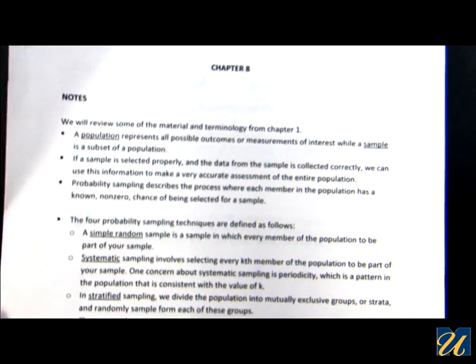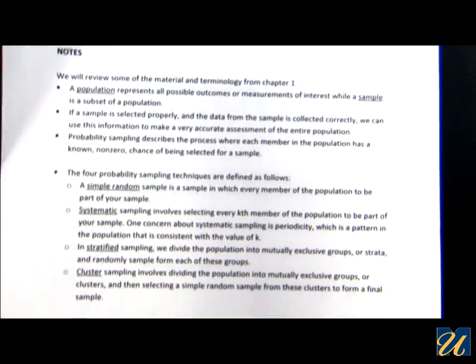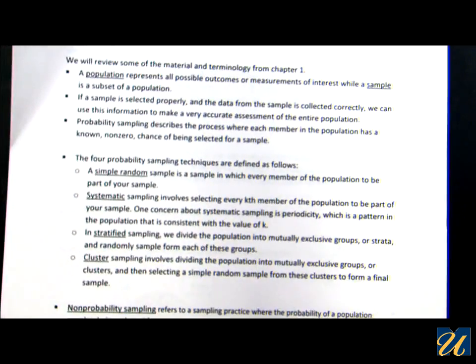Let's go over the notes for Chapter 8. In Chapter 8, we will first review some of the material and technology used for Chapter 1. We mentioned in Chapter 1 that a population represents all possible outcomes or measurements of interest, while a sample is a subset of the population.